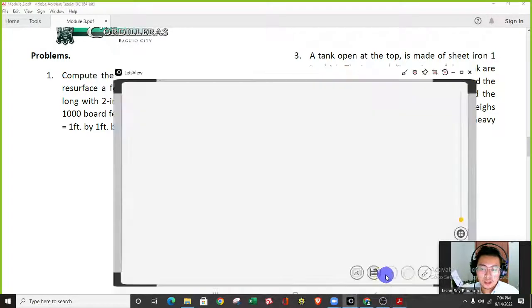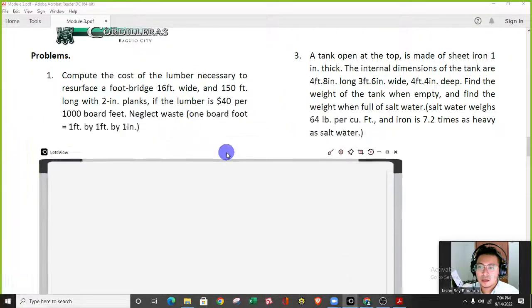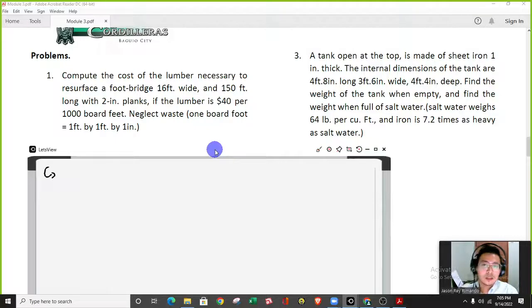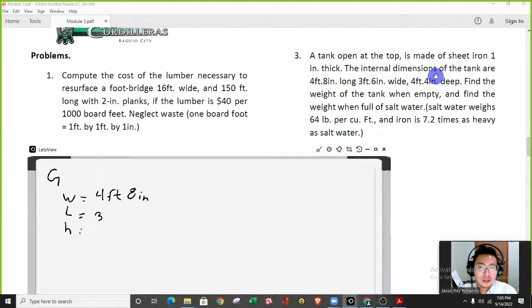Okay? So first is write your given. Okay? What are your givens? You have your dimensions sa interior. What is your width, length, and height? Internal dimensions of the tank. Sabi niya dito is 3 feet 6 inch wide. So, W is 3 feet 6 inch.